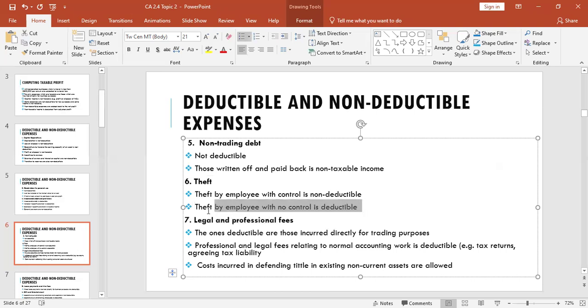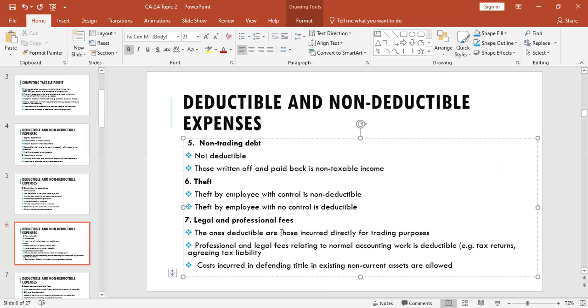When they steal, the amount of money or the goods value that they steal, that's deductible for tax purposes. So this that is non-deductible, we add back to the net profit so that we can arrive at the taxable profit. So now, legal and professional fees.